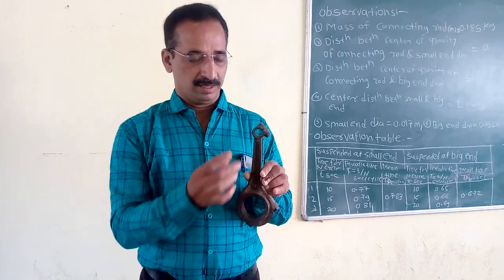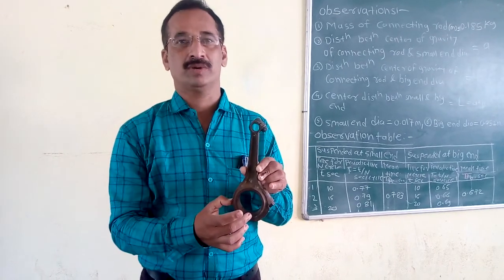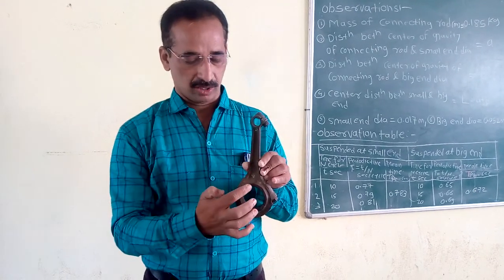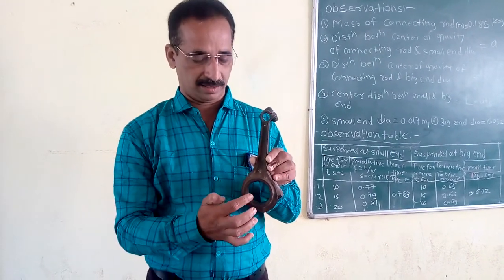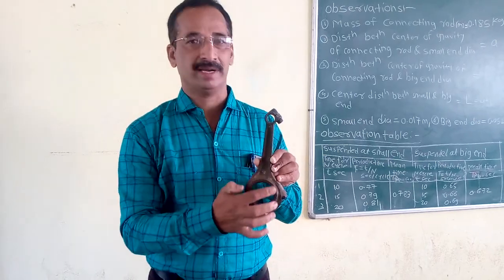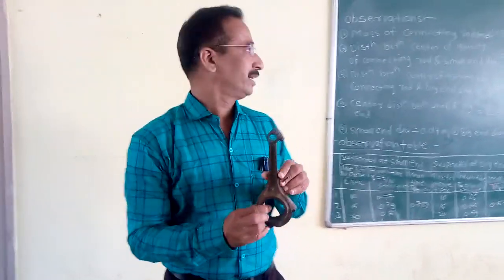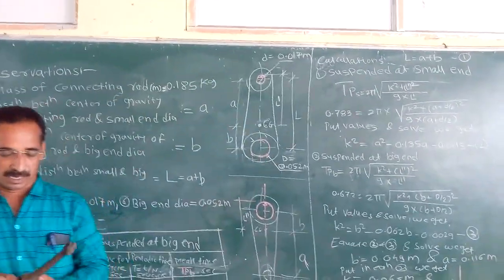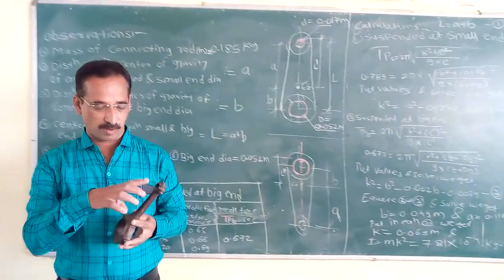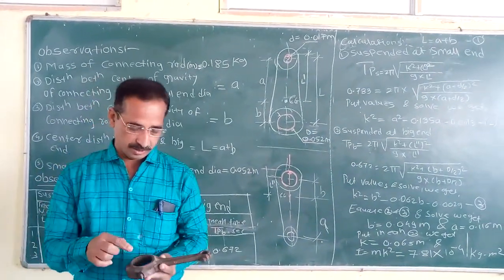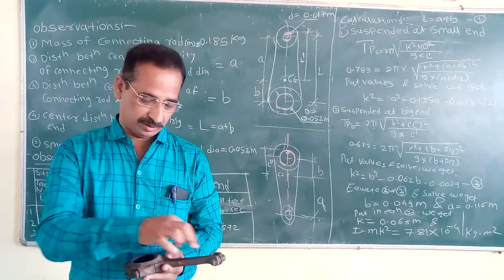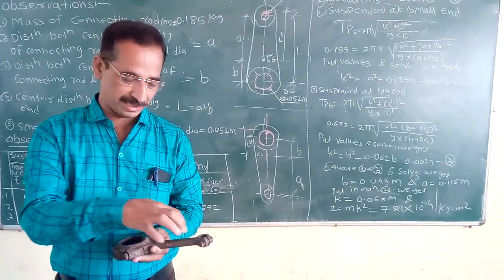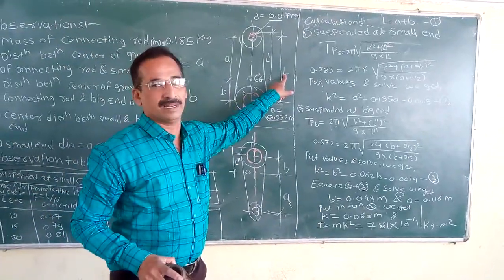In the manual, the mass of this connecting rod is given. Also, the small end diameter is given, that is small d. Also, the diameter of the big end is given, that is capital D. So here you can get these dimensions, small d and capital D. Now, with the help of vernier or scale, you can measure the distance between the small end center and big end center, that is defined as L. So here, this is the L.